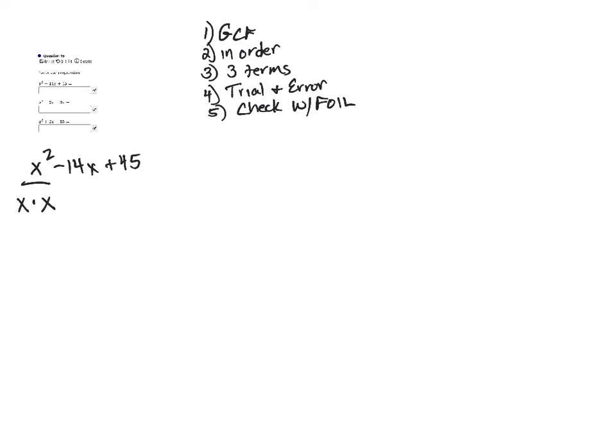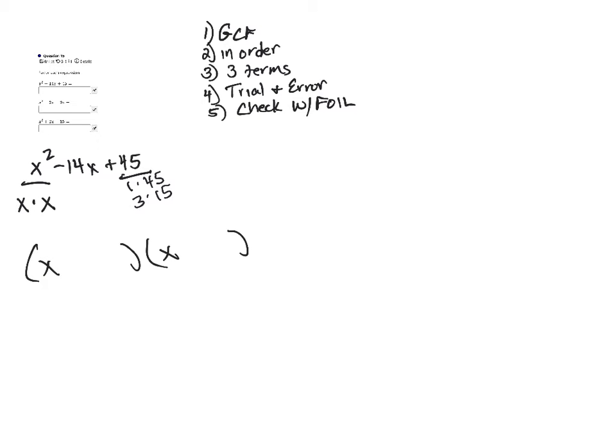X times x is x squared, so that has to be x and x. So the first term in each binomial has to be an x, because you multiply the first to get x squared. Then the last term, factors of 45. 1 times 45, 2 won't go. 3 times 15, 4 won't go.